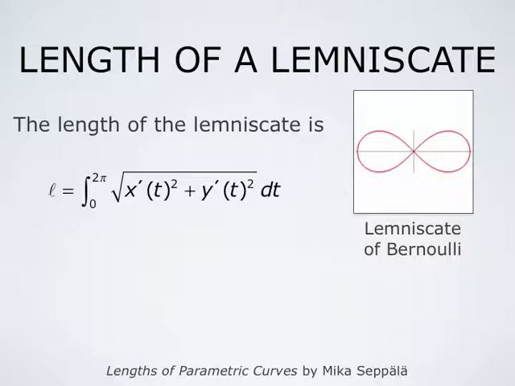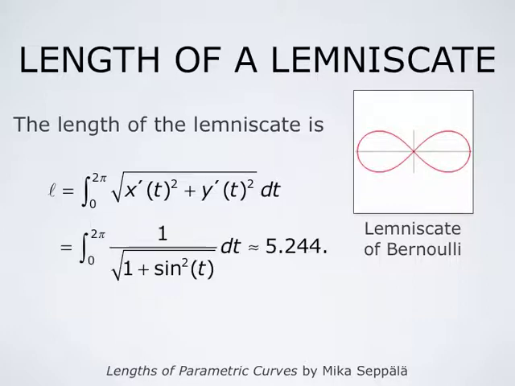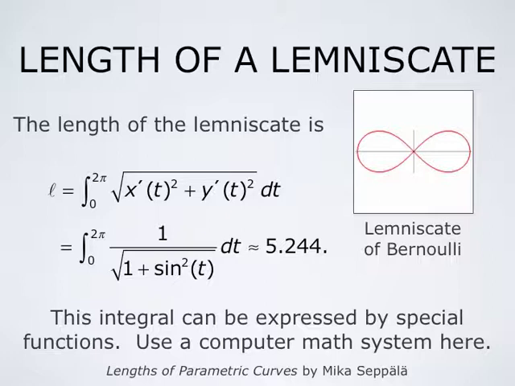We plug the previously given expressions for x of t and y of t into this expression, and we simplify and get that the integral becomes the integral from 0 to 2 pi of 1 divided by the square root of 1 plus sine squared of t dt. And this is approximately 5.244 and so forth. This integral can be expressed precisely by special functions, but is pretty difficult. So to compute an approximation, it is best done with a computer mathematics system. We conclude that the length of this red lemniscate is approximately 5.244.